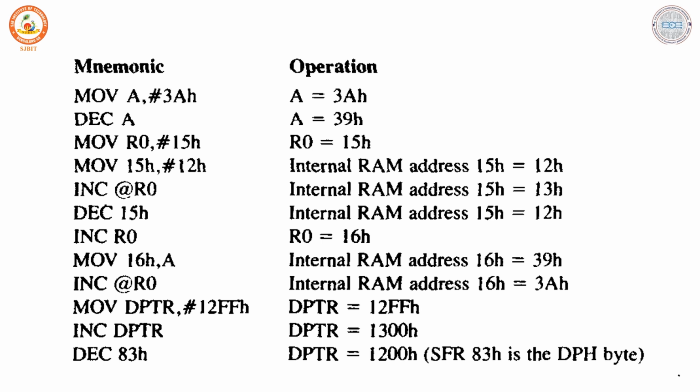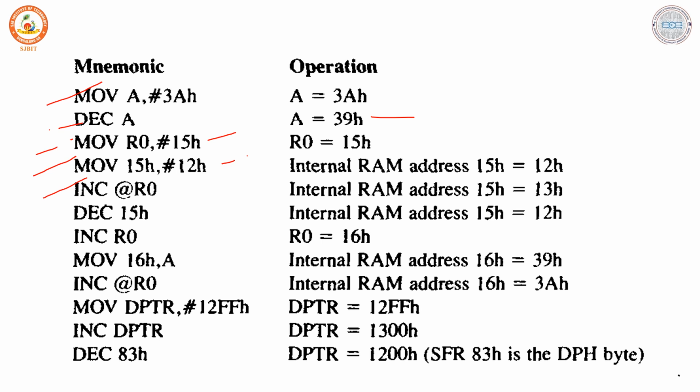In the example shown here, the accumulator is loaded with an immediate value, 3A. We are decrementing it, so A now becomes 39. We are loading the R0 register and the 15H address location with 15 and 12 immediate values respectively. When we increment R0, the content of R0 is 15 and it gets incremented to the next value, that is 16, right?